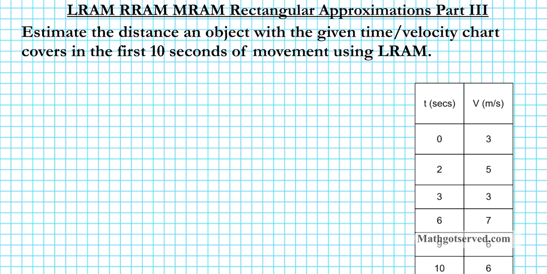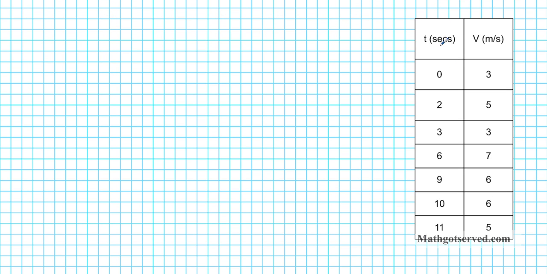We are to estimate the distance an object with a given time velocity chart covers in the first 10 seconds of movement using left rectangle approximation. Okay, so we are to use this time velocity chart provided right here to estimate the distance covered in the first 10 seconds.